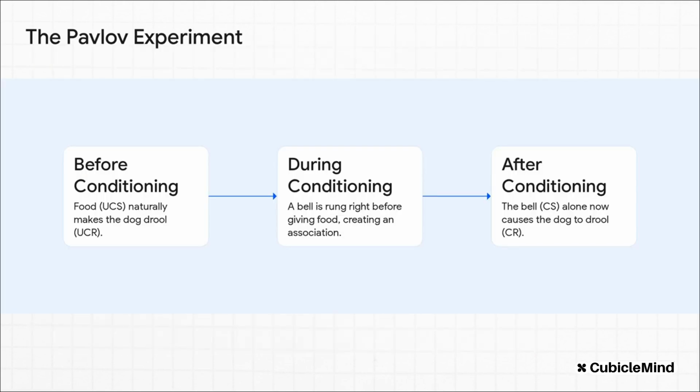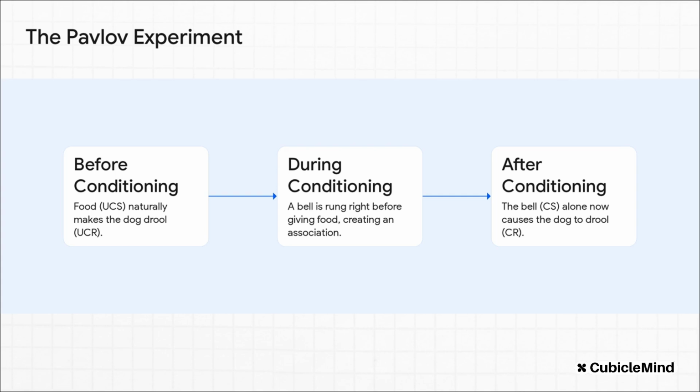So here's how Pavlov's famous experiment actually worked. Let's break it down. Before anything happens, you've got a natural reflex, right? Food, the unconditioned stimulus, makes a dog drool. That's the unconditioned response. Simple enough. Now, during the conditioning phase, Pavlov started ringing a bell, a totally neutral sound, right before he brought out the food. And we did this over and over.